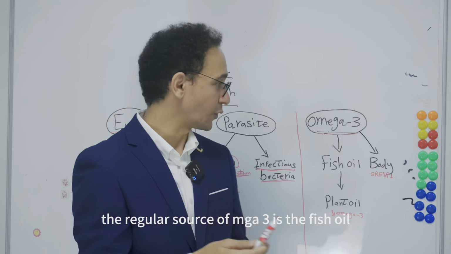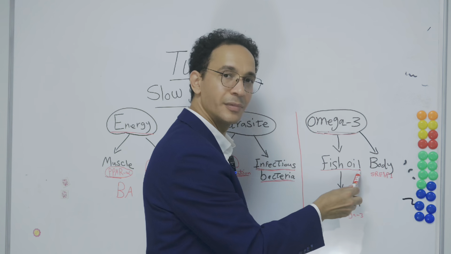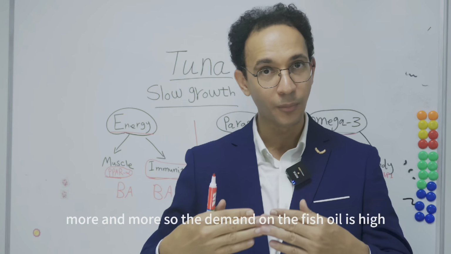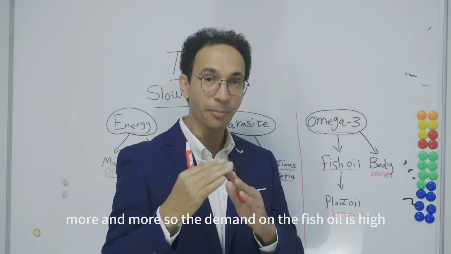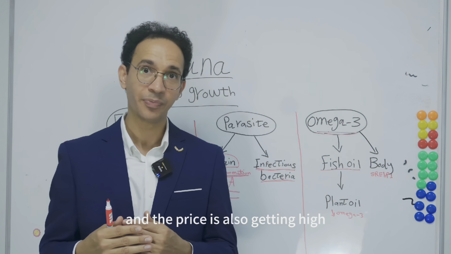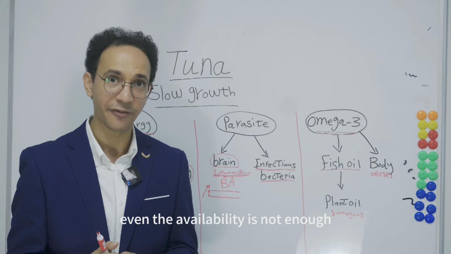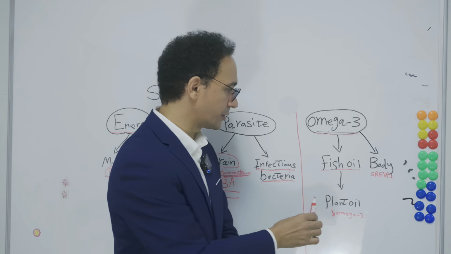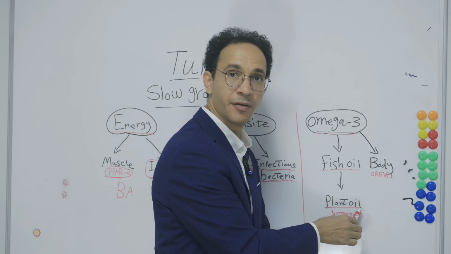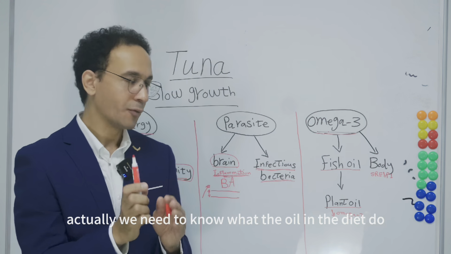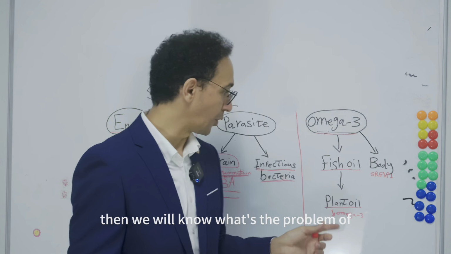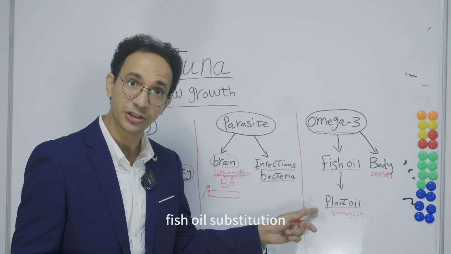The regular source of omega-3 is the fish oil. As the aquaculture sector is growing more and more, the demand for fish oil is high and the price is also getting high. Even the availability is not enough. In this case, they are trying to replace the fish oil with plant oils. Actually, we need to know what the oil in the diet does. Then we will know what the problem of fish oil substitution is.